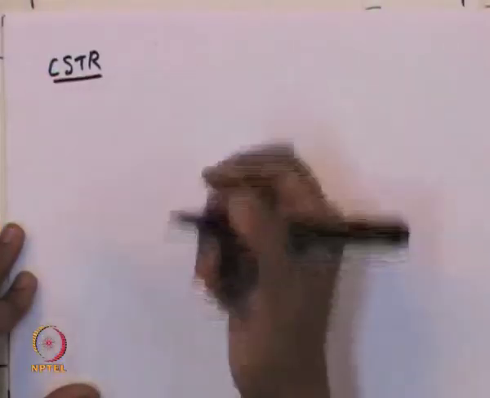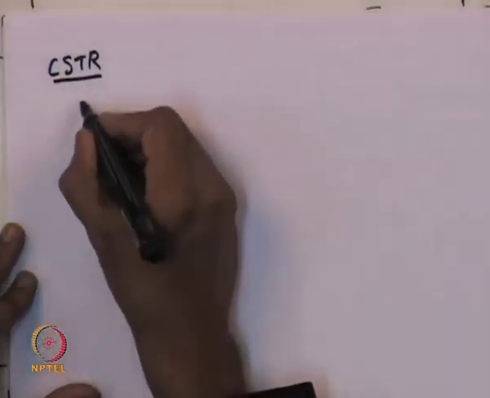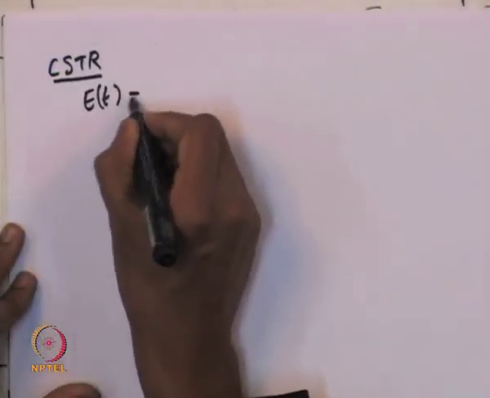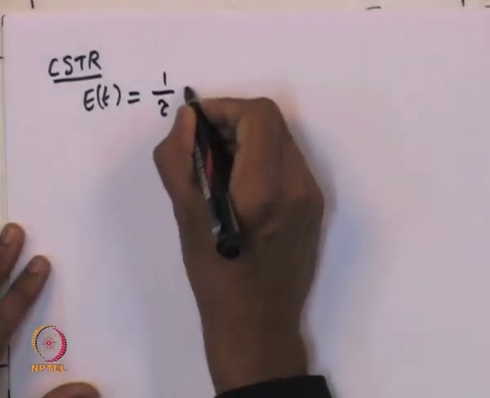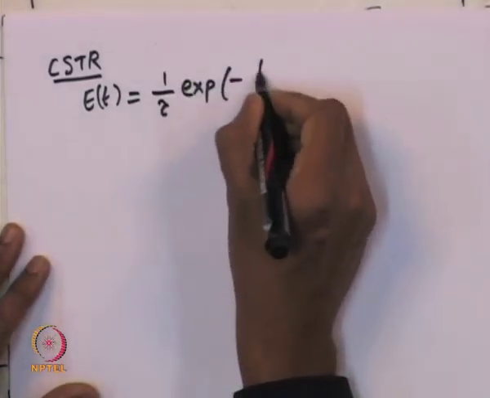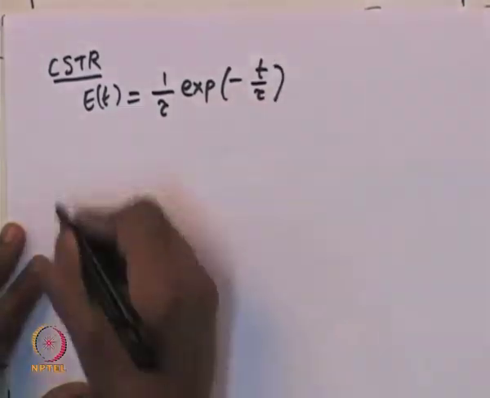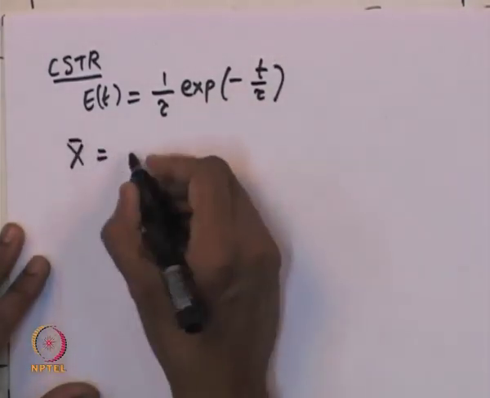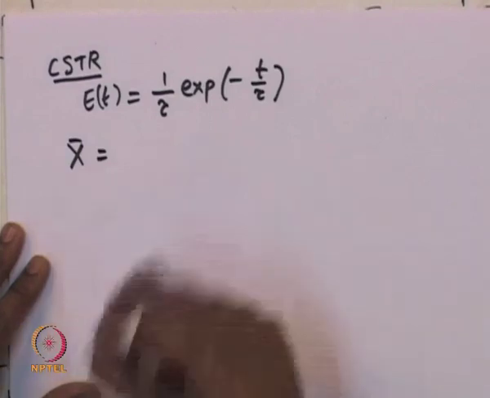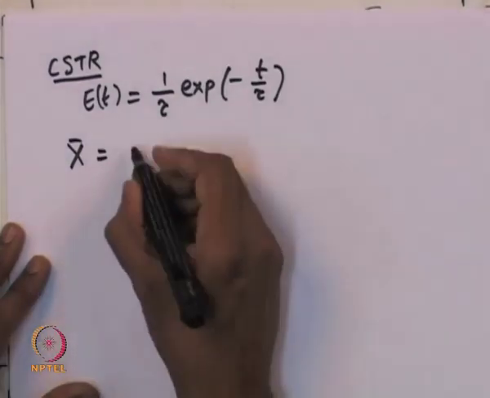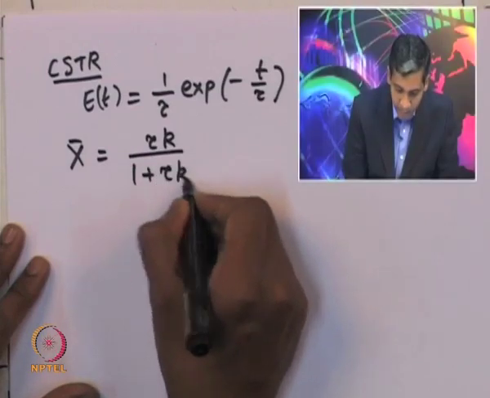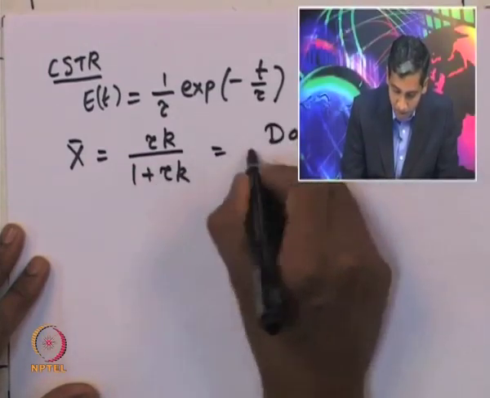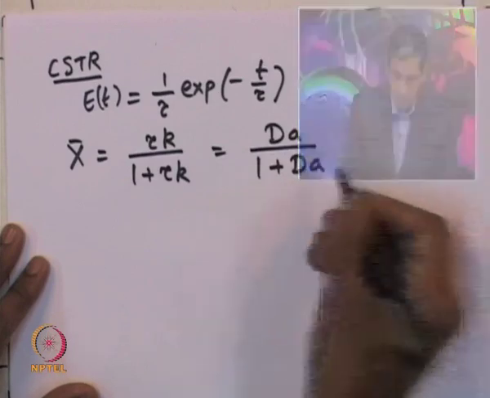Now, before we look at that, let us consider if it were a CSTR. So, the residence time distribution function for a CSTR is given by 1 by tau into exponential of minus t by tau. So, therefore, x bar, the mean conversion, plugging this into the integral and integrating the expression, shows that x bar is equal to tau into k divided by 1 plus tau into k, which is equal to the Damköhler number divided by 1 plus Damköhler number.